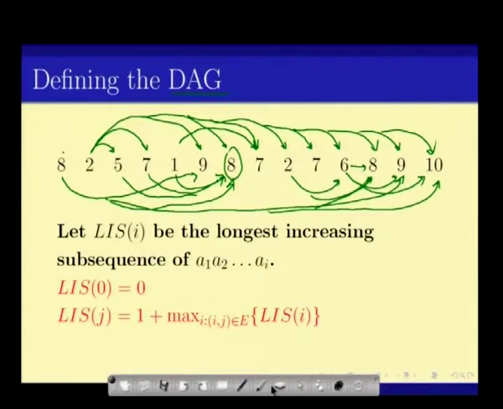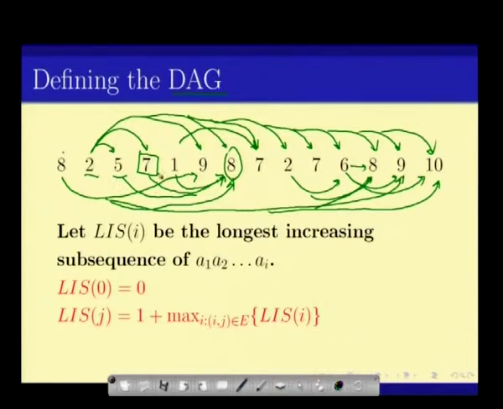So, let us try to understand what is happening. Here, if I have calculated the longest increasing subsequence up to 7, up to this point, say in this case I know the longest increasing subsequence is 3, because I had a sequence 2, 5, 7.